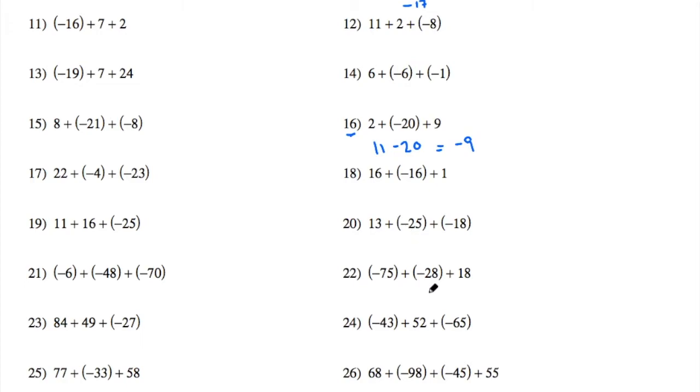I might even choose to employ some canceling on a problem like number 22. If I've got negative 28 and positive 18, I like that I can cancel some of the 8s out here. So negative 28 plus 18, I might say, oh, that's negative 10 between them. And then negative 10 and negative 75 is easy for me to combine to get negative 85. So employ whatever tricks you want to help make your problem solving a little bit faster.